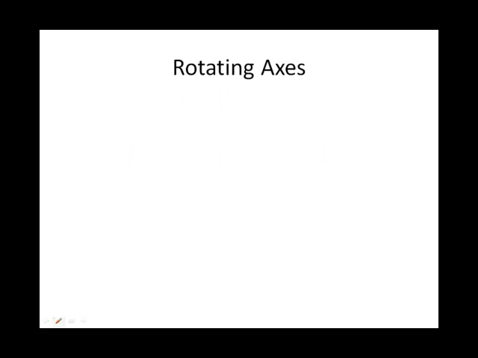Now it's not uncommon for physicists and engineers to need to use an x and y coordinate system that's rotated. So for example, if I have an object sliding down an inclined plane, very often I'll have down the inclined plane as my x-axis instead of to the right as my x-axis.